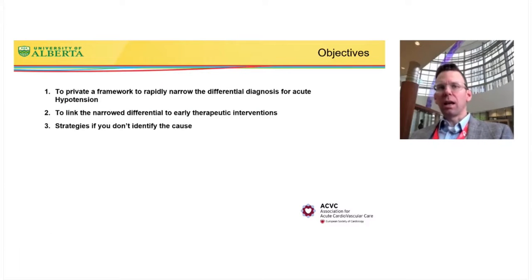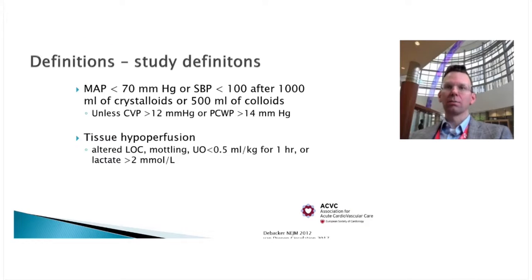My objectives today in the next 10 minutes are to provide a framework to rapidly narrow your differential, something you can use in the emergency room or in the CICU, and to link these narrowed differentials to the safety of early therapeutic interventions when you may not have all the information. And then finally, when you're failing, what are some strategies to identify the cause?